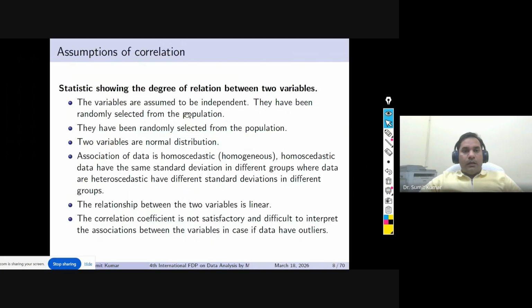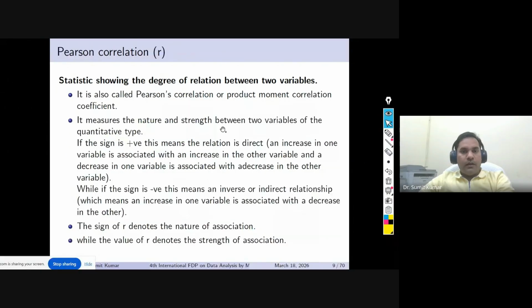So these are the assumptions we have already discussed briefly, and the same we have just mentioned here. In statistics, we are using the correlation coefficient, which shows the degree and direction of the dependence or independence between two variables. The Pearson correlation coefficient is given by Karl Pearson, and the Spearman correlation coefficient is rho. This study shows the degree and direction between two variables, which is called the product moment correlation. It measures the nature and strength between two variables of the quantitative type.